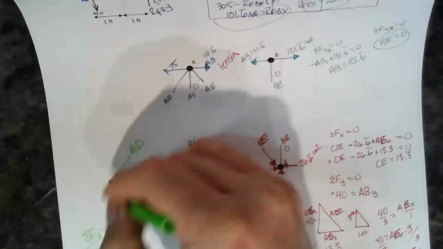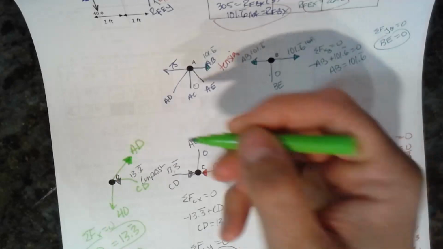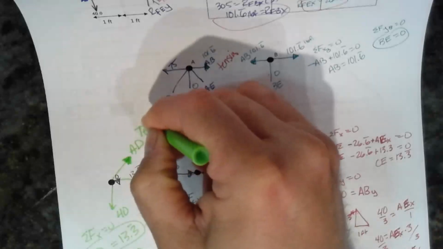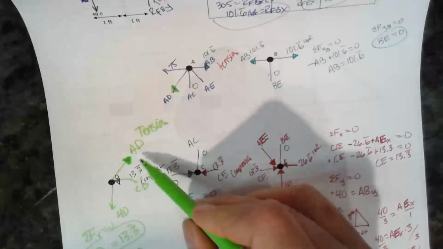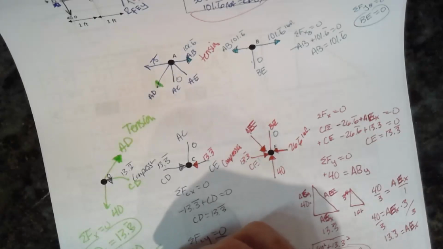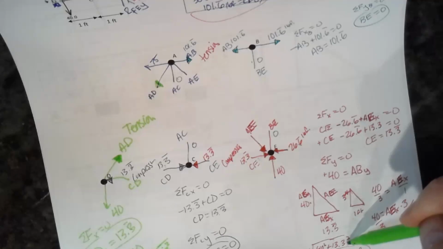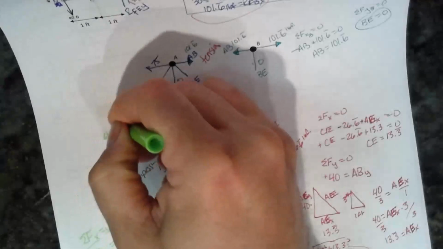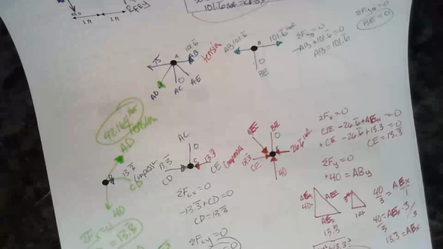This is going down, this is going left, so AD has to go up and right. So it's in tension, and we can do the same to it over here. And let's see, if we know its X and Y components, then we know AD is the square root of 40 squared plus 13.3 squared. Hey, that's familiar. That's the same as this one. So AD is 42.164 pounds of force. All right, that's that. That's your review, ladies and gentlemen.